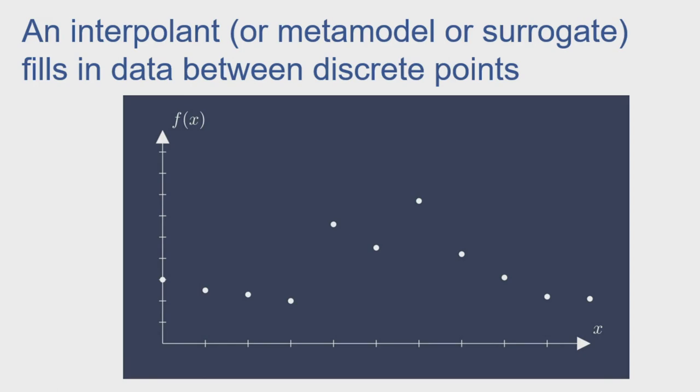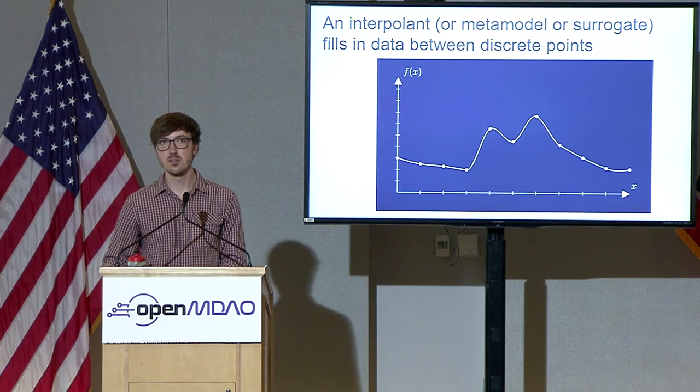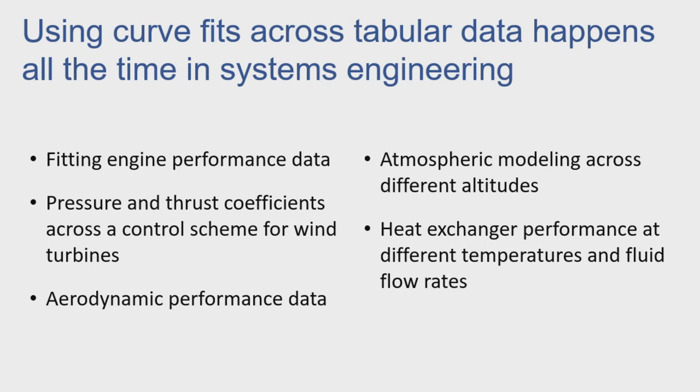So you can fill in the data in between these points a lot of different ways, an infinite number of ways. The simplest is a linear. This is not a linear fit between them. This is kind of a nice, smooth Akima spline. But there are so many different ways to fill in data between these different points. And this crops up all the time in engineering problems.